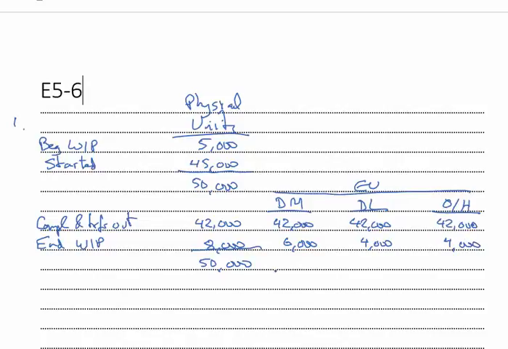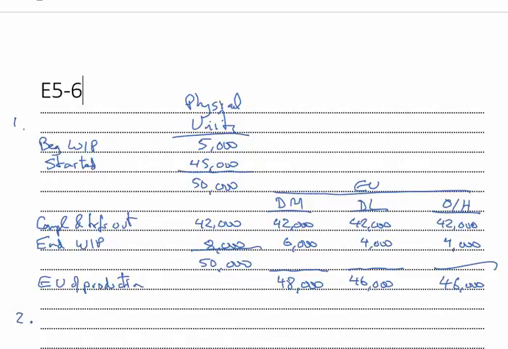Okay, so adding these up to get equivalent units of production: 48,000 and 46,000 and, whoa, interesting. Okay.